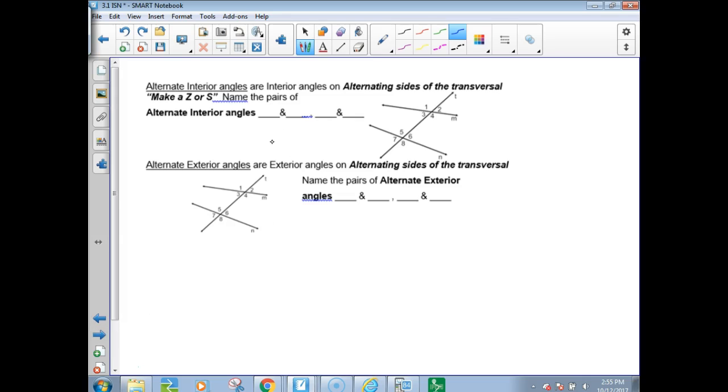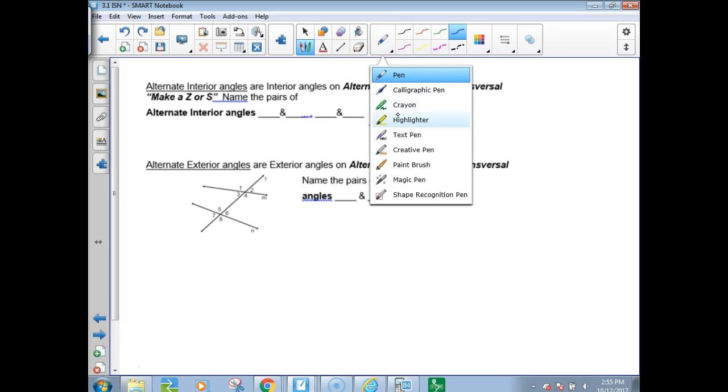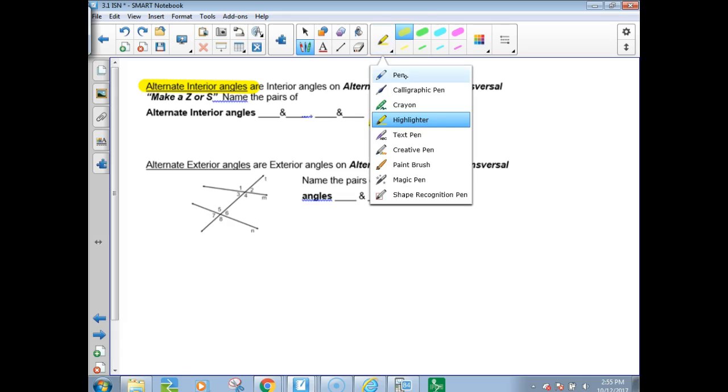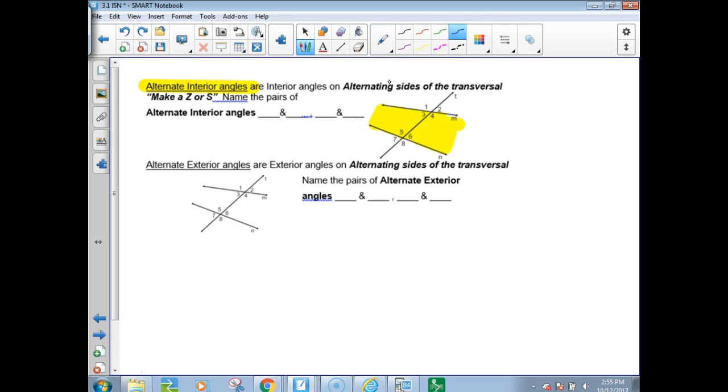All right, next one. Alternate interior. So I'm going to color where that means. Alternate on the interior, in between the lines. Alternating, meaning jumping over the transversal on different sides of the transversal. So alternating sides of the transversal, making the Z or the S. We talked about it looking like this. Or angles here and here. So in our picture, 3 and 6 are alternate interiors. Angle 3 and angle 6. And angles 4 and 5.